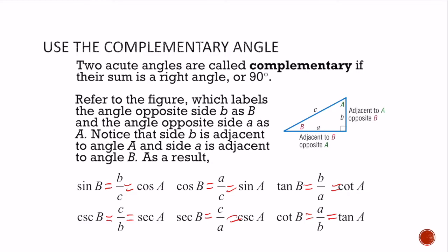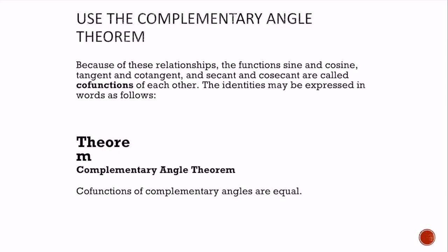This is often referred to as the complementary angle theorem. So because of these relationships, the functions for sine and cosine, tangent and cotangent, and secant and cosecant are often called co-functions of each other. And the identity can be expressed in words as follows: co-functions of complementary angles are equal.